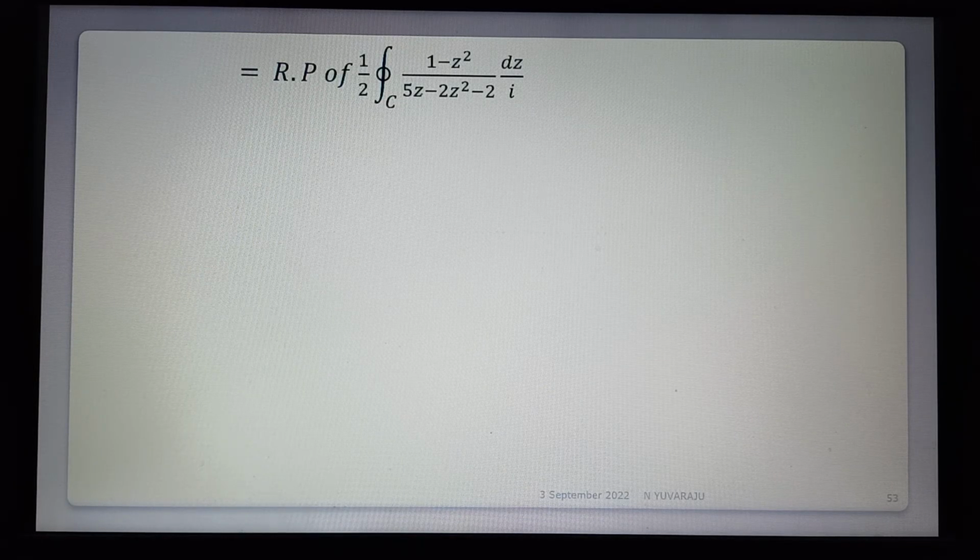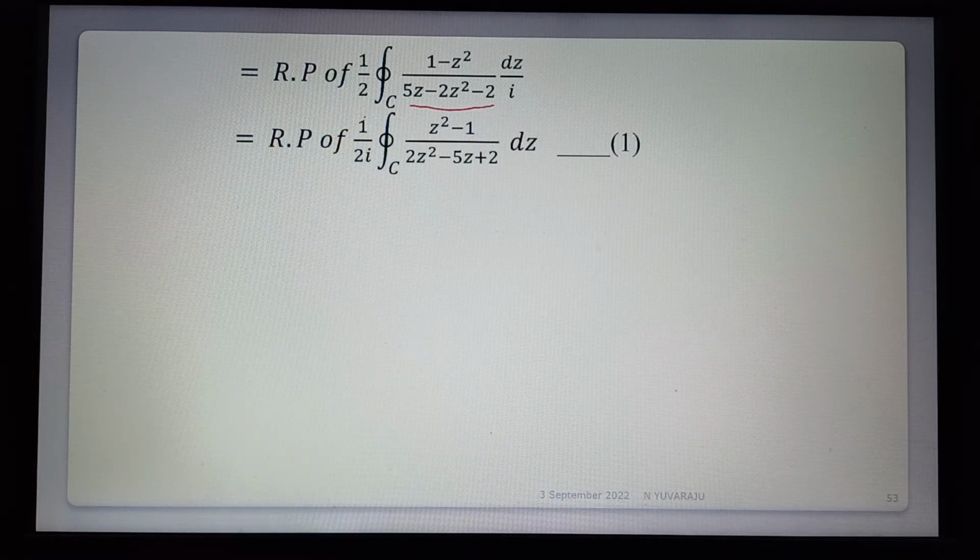So real part of 1/2 into the simplification of the previous value, 1 minus z square by 5z minus 2z square minus 2 dz by i. Okay, z cancels, after LCM the z in the numerator cancels, okay? And from the denominator minus common, and the numerator minus common. Simplification here: real part of 1/2i, here there is 1/i, this is a constant outside of the integration, 1/2i. So z square minus 1/2 z square minus 5iz plus 2.